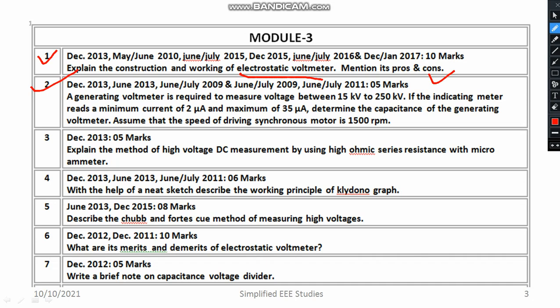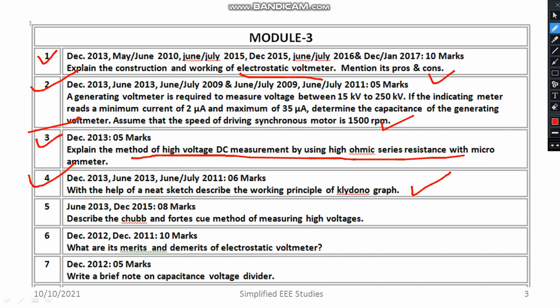Then a question related to the generating voltmeter. The same problem I have worked out, and before working out the problem you have to understand the theory behind the generating voltmeter. Another one is the method of generation of DC using a series resistance microammeter. Simple explanation is needed, only a 5 marks question. So a diagram with a brief explanation, and do mention the Klydonograph.